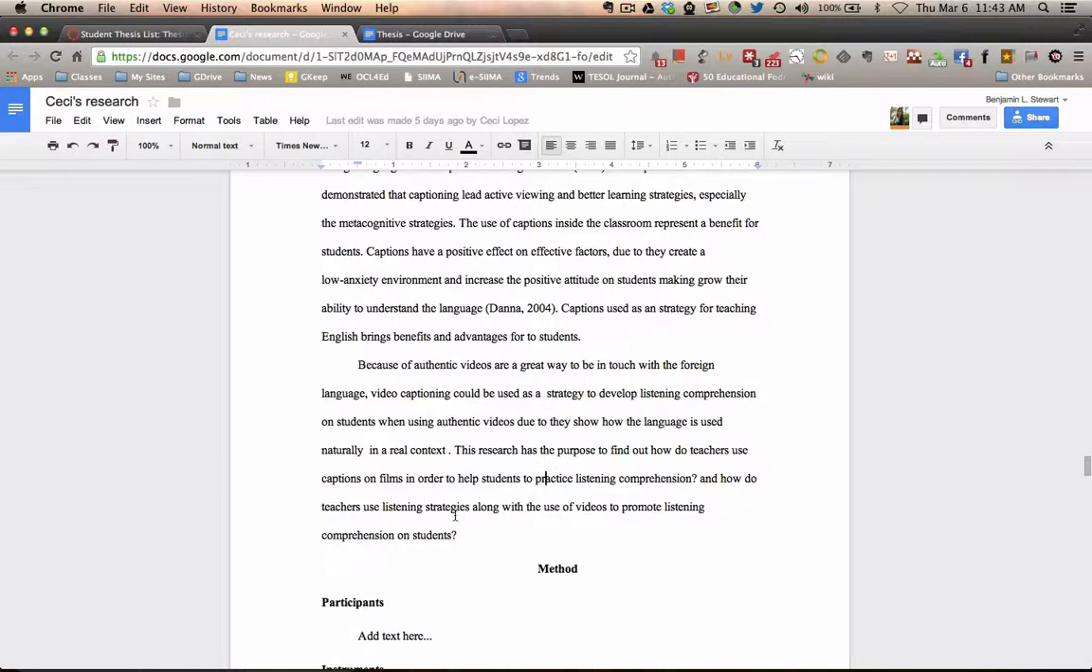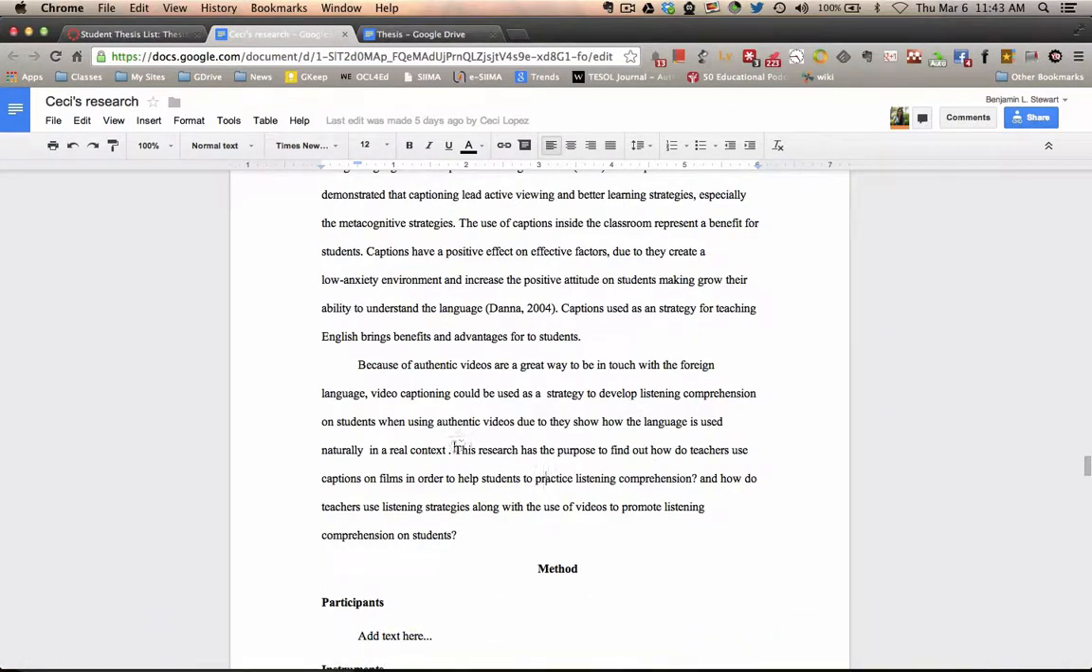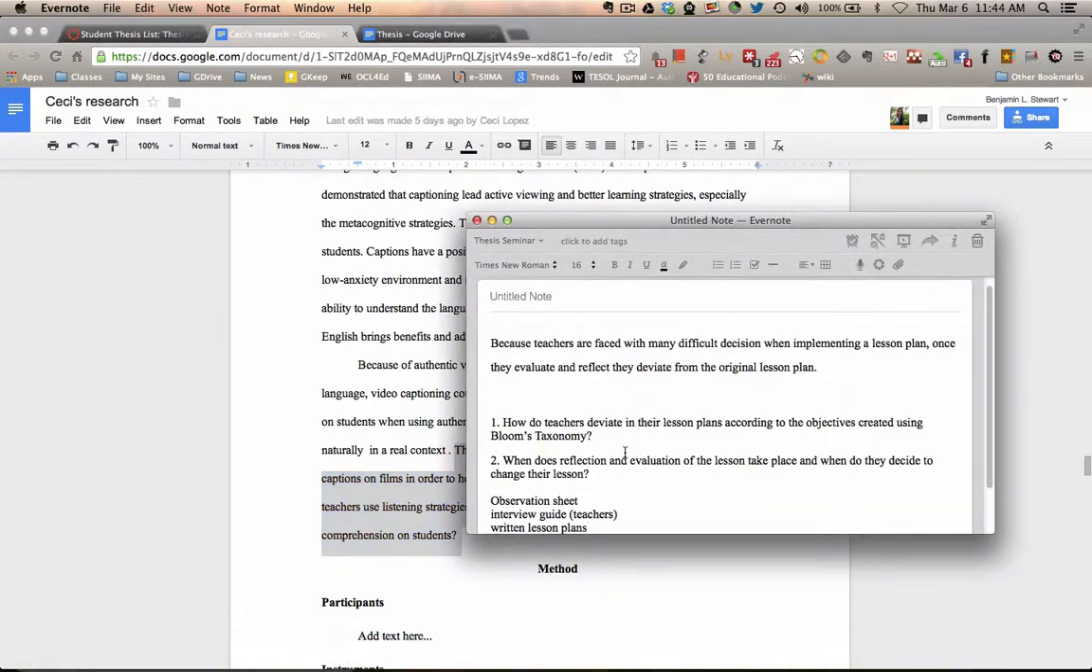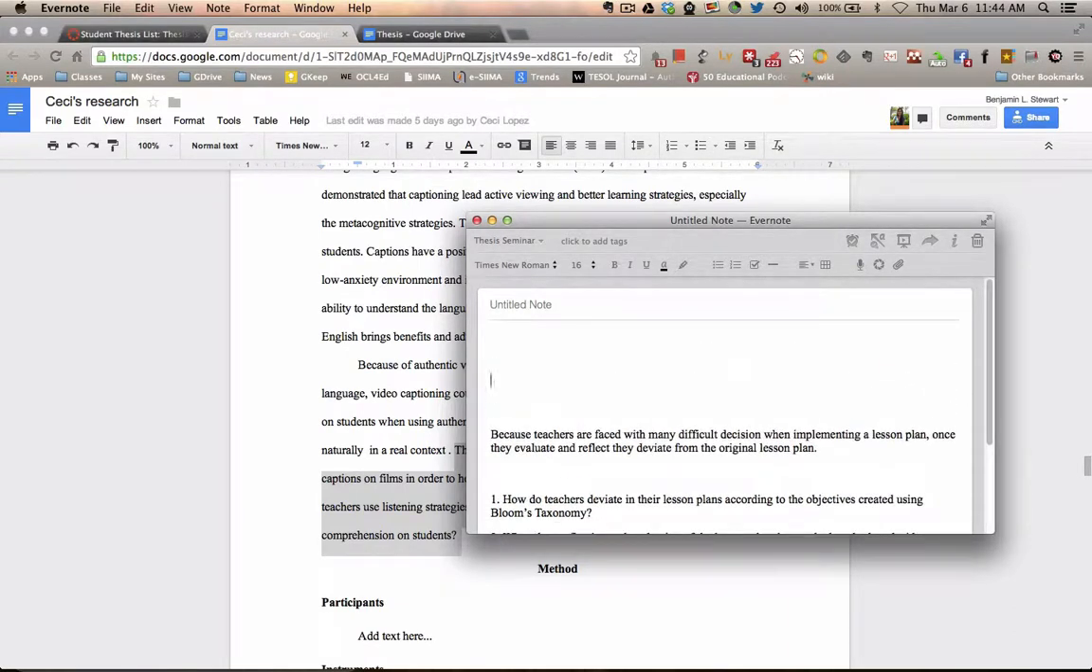So what instruments are you thinking about using to answer these research questions? Well, maybe an observation sheet for the teachers and a questionnaire for students.